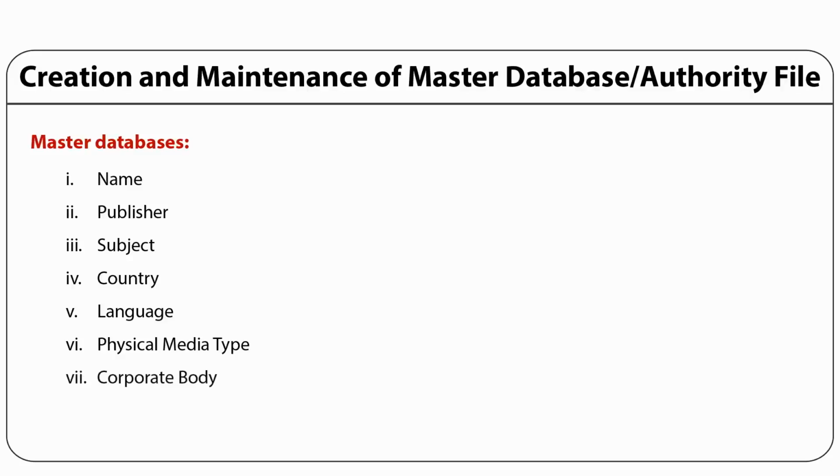Number 7, corporate body. This master file contains contact details of corporate bodies who have published books and serials along with their corresponding codes. Number 8, meeting. This master file contains name of the meeting, date and place where it has been held. Most of the options are similar as per the corporate body. Number 9, series. This master file contains name of the series under which various publications are brought out.